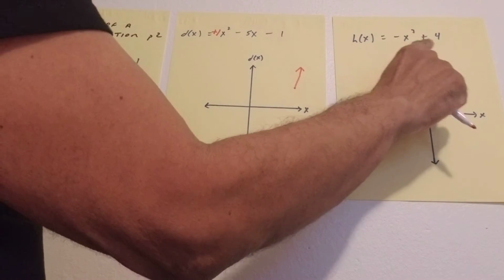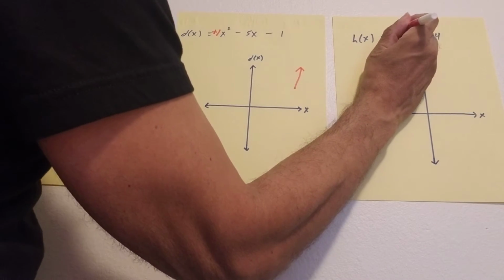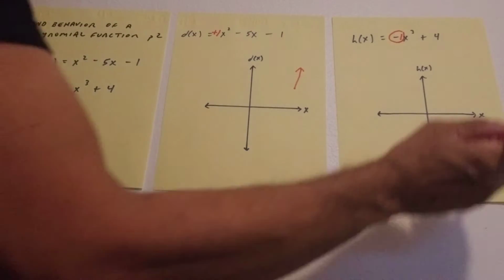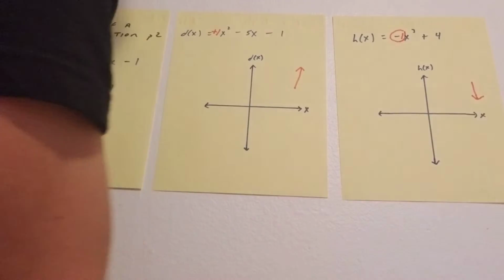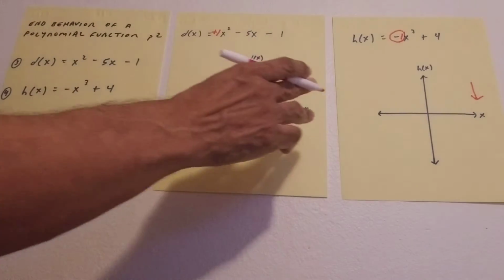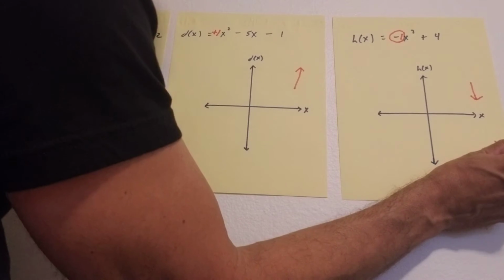Let's look at the h of x function: negative x to the third plus 4. The leading coefficient is negative 1. What matters is that it's negative. The sign is negative, so the right end of the polynomial function graphs down. If you like, you can begin this down here.